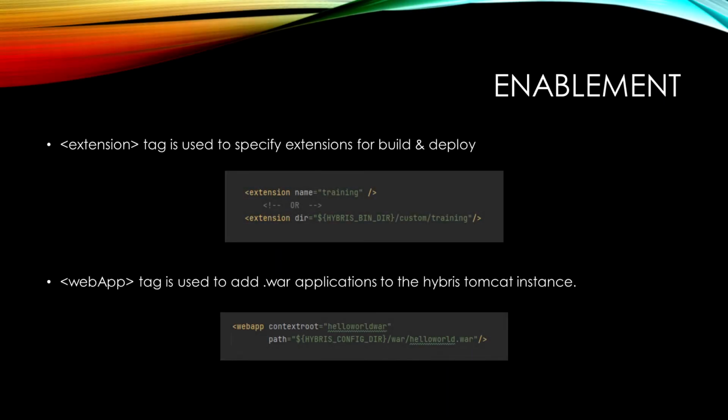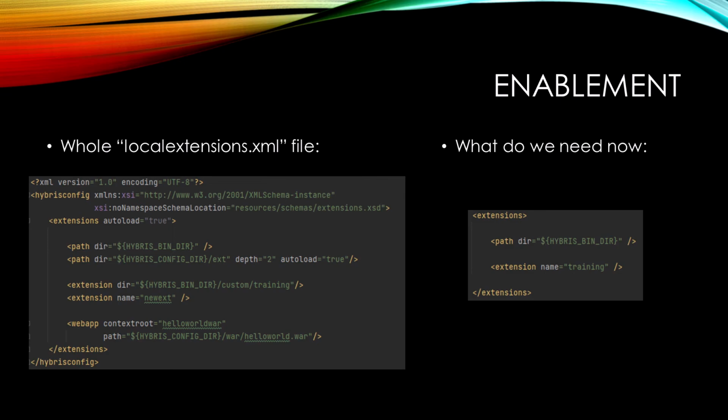The extension tag specifies the extension itself. You can point to it by name or directory. The last tag is webapp. It can be used to add war applications to the Hybris Tomcat instance. In the end, your localextensions XML file can contain a bunch of path tags and lots of extensions. For the time being, we need only one path to the bin folder and the training extension.